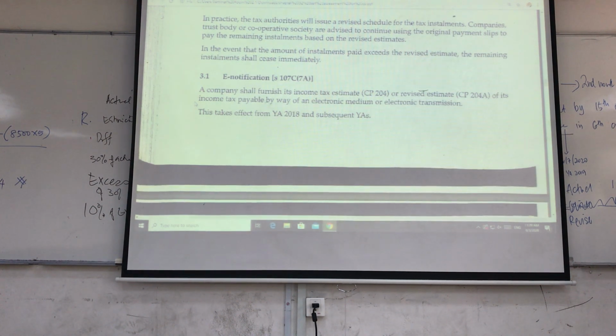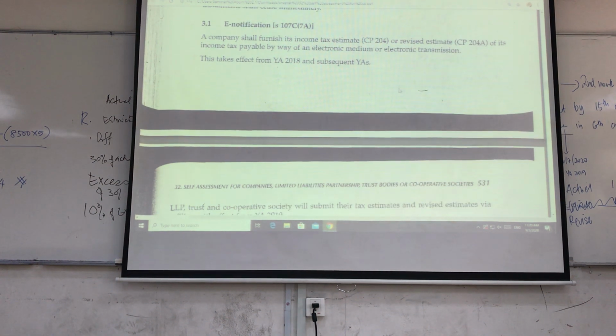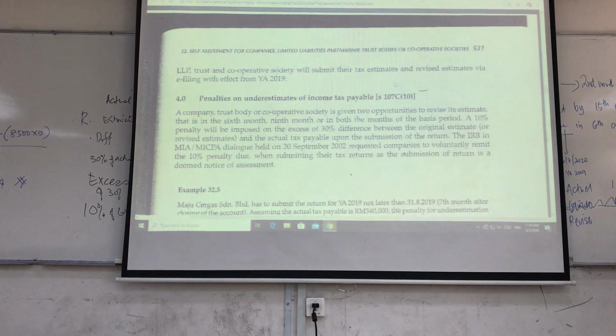E-notification is that a company shall furnish its income tax estimate or revise. So when you revise, it is the CP204A, A for amendment, because you revise your estimate. You can submit online or you can submit manually. From 2018, you can submit electronically. Alright.